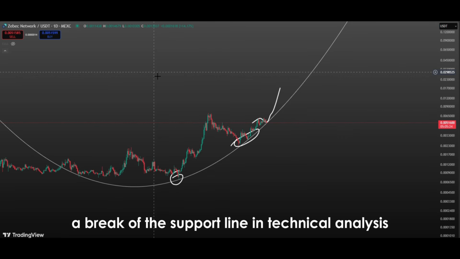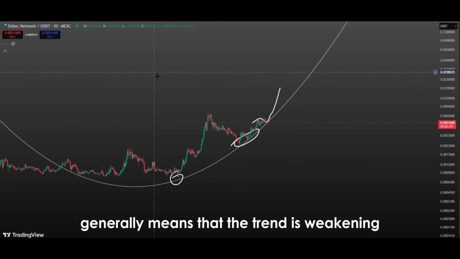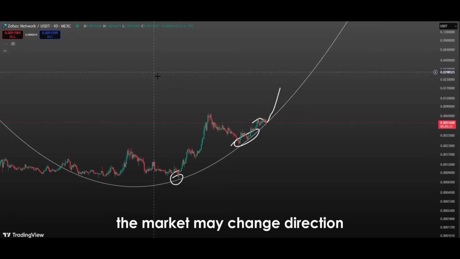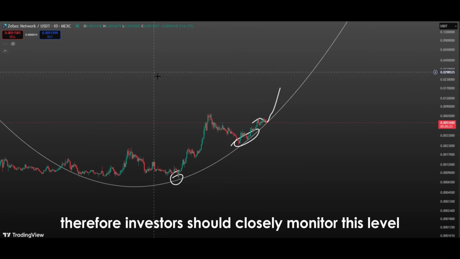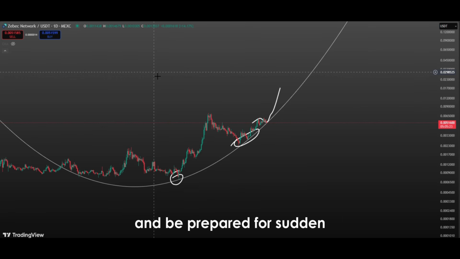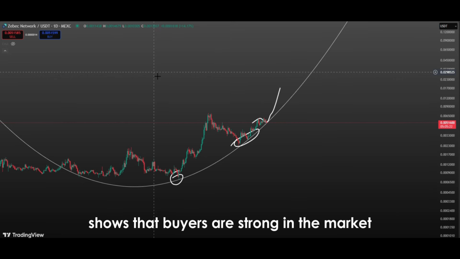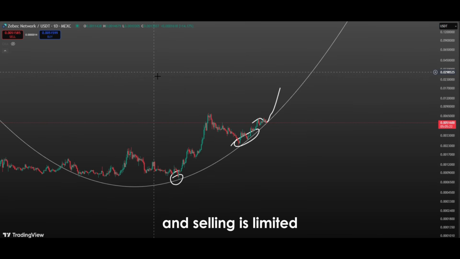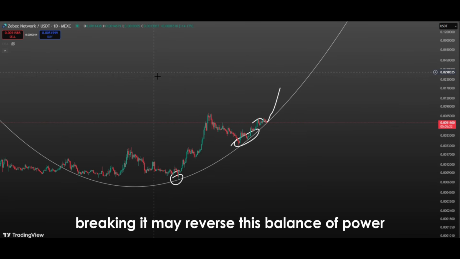A break of the support line in technical analysis generally means that the trend is weakening and the market may change direction. Therefore, investors should closely monitor this level and be prepared for sudden and strong selling movements. While the price not breaking the upward curve shows that buyers are strong in the market and selling is limited, breaking it may reverse this balance of power.